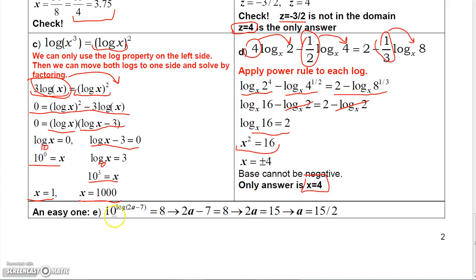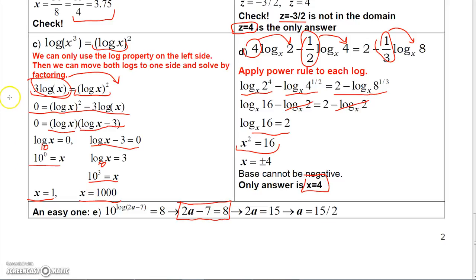Okay. And then there's one more problem down here, and this one can be a little tricky. But really on this one, when you say 10 to the common log of 2a minus 7, well, that's just 2a minus 7. So really, that equation is just simply solving 2a minus 7 equals 8. And then when you solve that, you get a equals 15 halves.